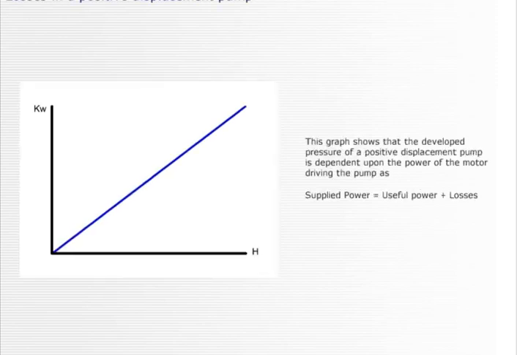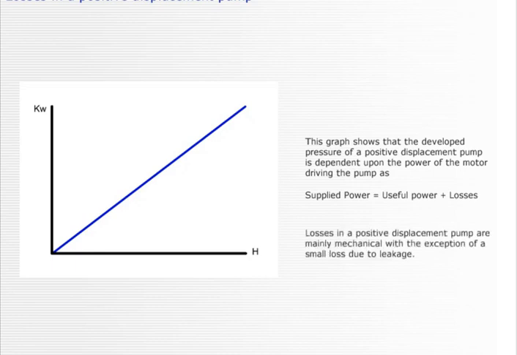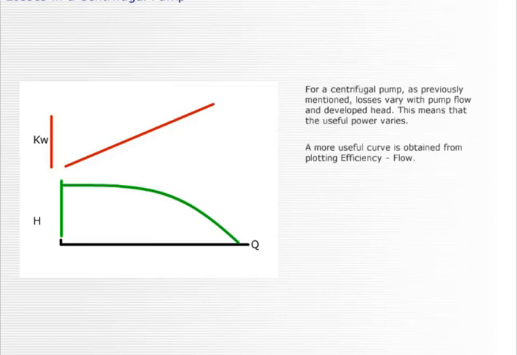This graph shows the developed pressure of a positive displacement pump is dependent upon the power of the motor driving the pump, as supplied power equals useful power plus losses. Losses in a positive displacement pump are mainly mechanical, with the exception of a small loss due to leakage. For a centrifugal pump, as previously mentioned, losses vary with pump flow and developed head. This means that the useful power varies.